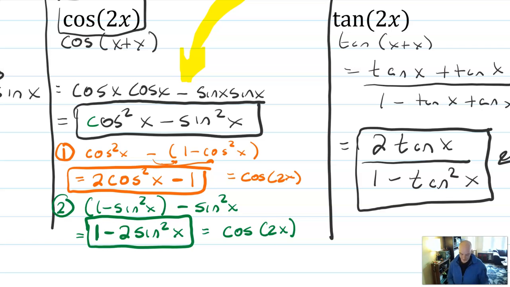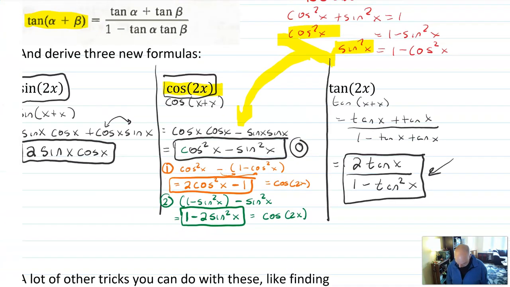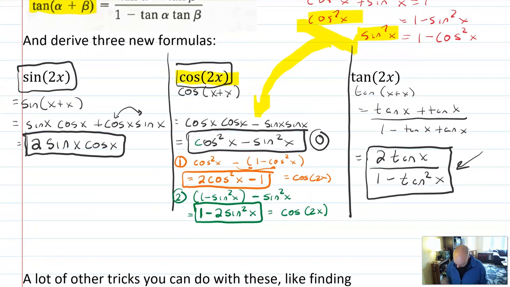So if you're solving something with cosine of 2x, you have three choices. I guess I'll call this choice number 0, cosine squared minus sine squared. Choice number 1, 2 cosine squared x minus 1. Or choice number 2, 1 minus 2 sine squared x. Here are the three new identities right here.